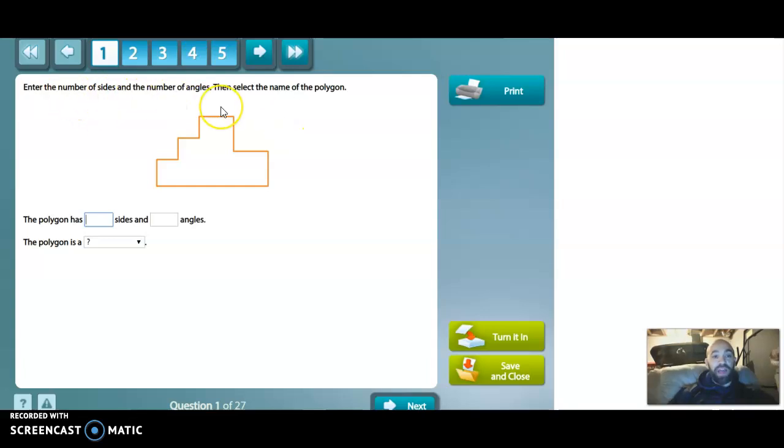Enter the number of sides and the number of angles. Then select the name of the polygon. So here, the first box is how many sides, how many angles. Then click that drop down menu and you'll have 4 options of what it is: quadrilateral, pentagon, octagon, or decagon.